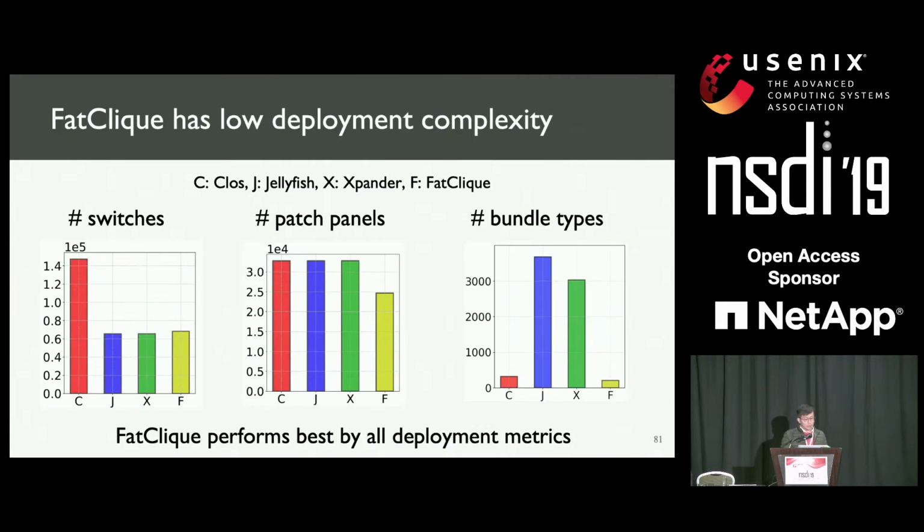To show that FatClique has low deployment complexity, we evaluate different topology families at large scale. Each bar corresponds to a topology family, and the different figures correspond to different complexity metrics. From those figures, we can see FatClique performs best on all deployment complexity metrics. It confirms that FatClique achieves low management complexity since it maximizes the intra-rack links and it is regular.